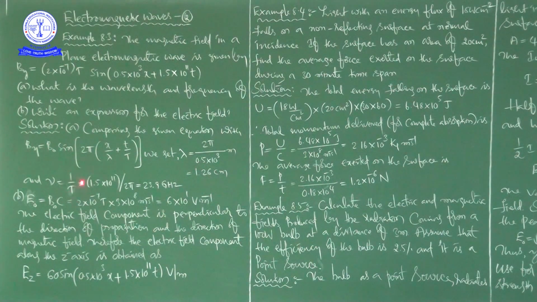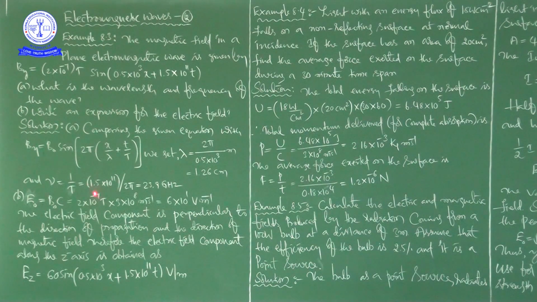And nu is equal to 1 by T, that is equal to 1.5 into 10 power 11 divided by 2 pi. This is the frequency. You know that frequency is the inverse of time period. According to the formula, this will give us 23.9 gigahertz. You know that the value of giga is 10 power 9.